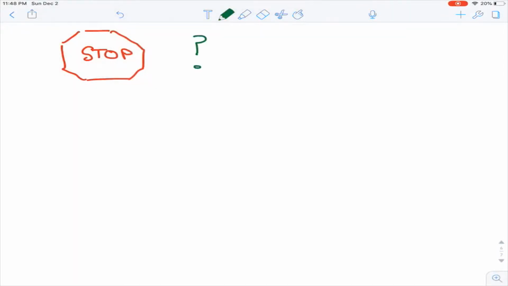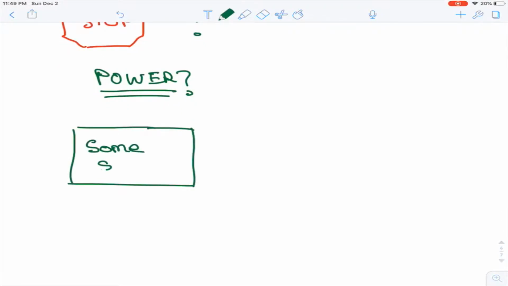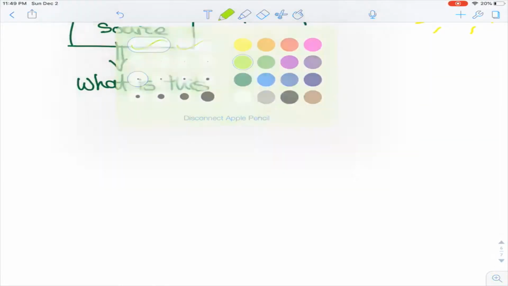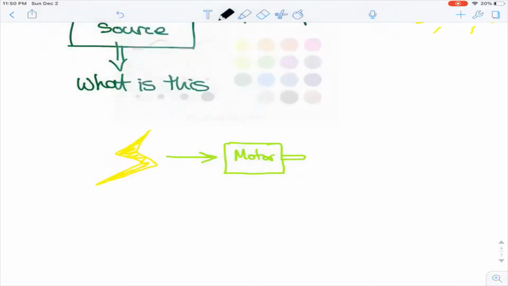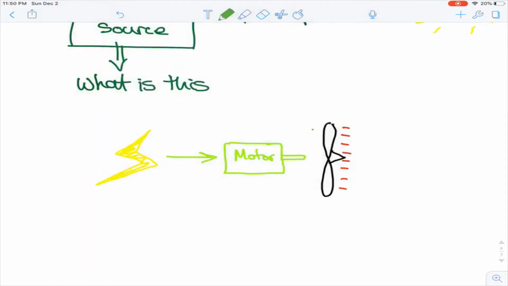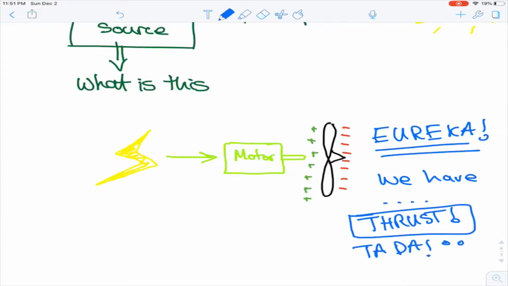Whoa, but wait, hang on. How does power come into play? We have some power source that turns the propeller that gives us thrust. But the question is, what is this power source? This is an electric source that supplies the motor with power, which produces a torque that is transmitted to the prop, creating what we know as a pressure differential. But hey, a pressure differential. Eureka! That means we have thrust! Ta-da!